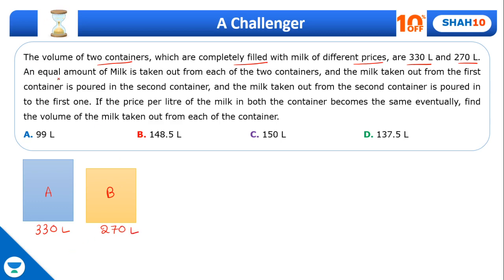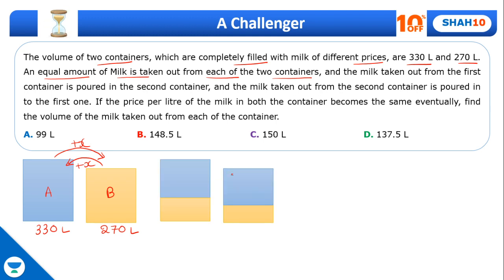Okay. Then an equal amount of milk is taken out from each of these two containers, and the milk taken out from the first container is poured into the second one, and the milk taken out from second container is poured into the first one, and this thing happens simultaneously. That means you took out X liters from this one and you took out X liters from this one and you added in the other containers, right? So this is how it will happen.